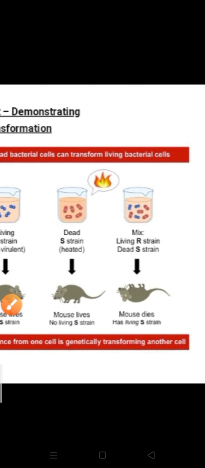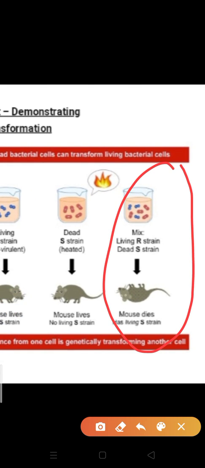So the mouse lives, with no living S strain. Why is it so? Because the S strain is heated, and because of heating this bacteria gets killed. In the fourth condition you can see the most important point, and this is only the base of the genetic material. Clear? You can see what he did.